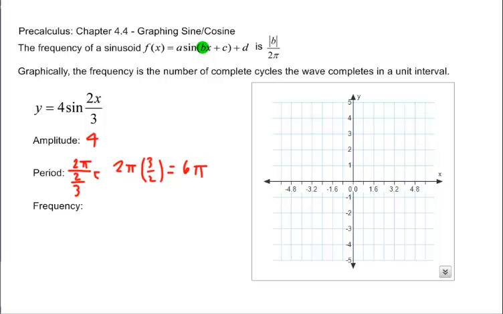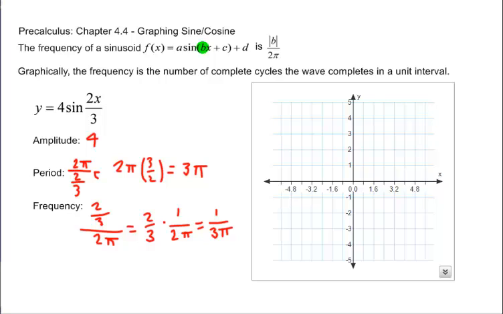So what's our frequency? Our frequency is 2/3 divided by 2 pi. This is equal to 2/3 times 1 over 2 pi. Oh my goodness, the period needs to be not 6 pi but 3 pi. And this is going to be 1 over 3 pi.